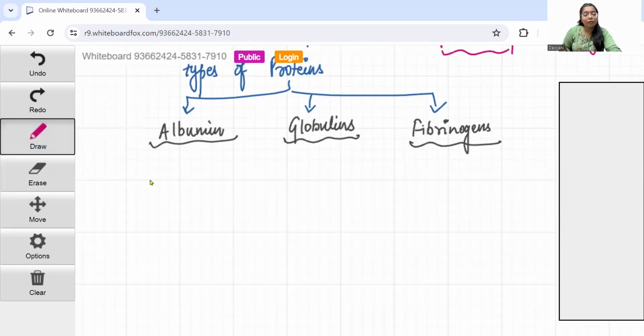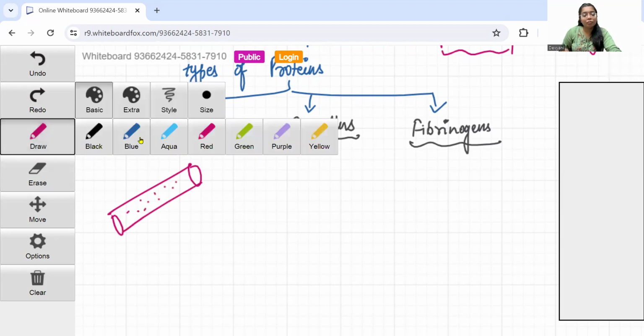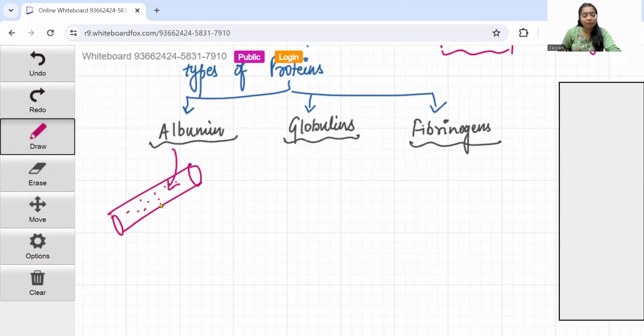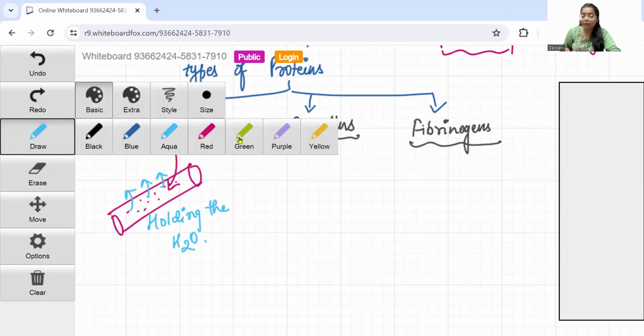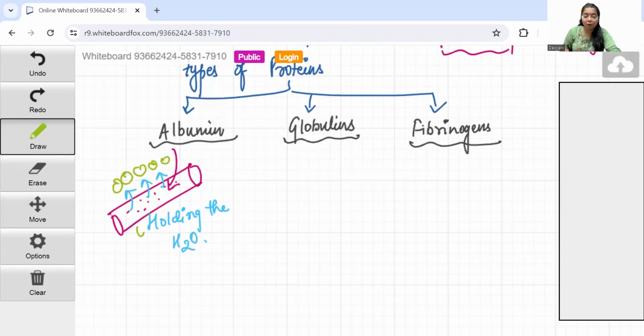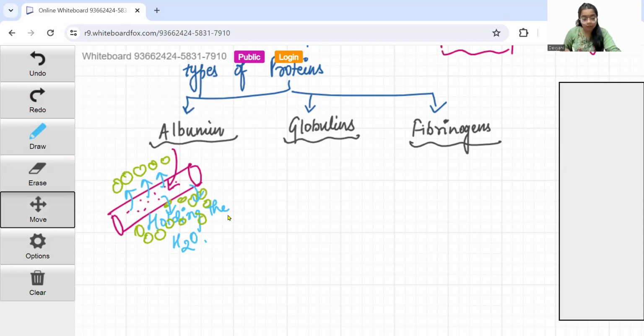See, for example, this is your blood vessel, right? The albumin is present inside this blood vessel, and what it is doing there is holding the water, right? If it doesn't hold the water in your blood vessel, what will happen? This water is going to be released out of your blood vessels, and it will enter the different cells and tissues which are present near your blood vessel. And eventually, if a lot of water enters these cells and tissues, it is going to lead to swelling, or the edema condition, right? This is going to happen.